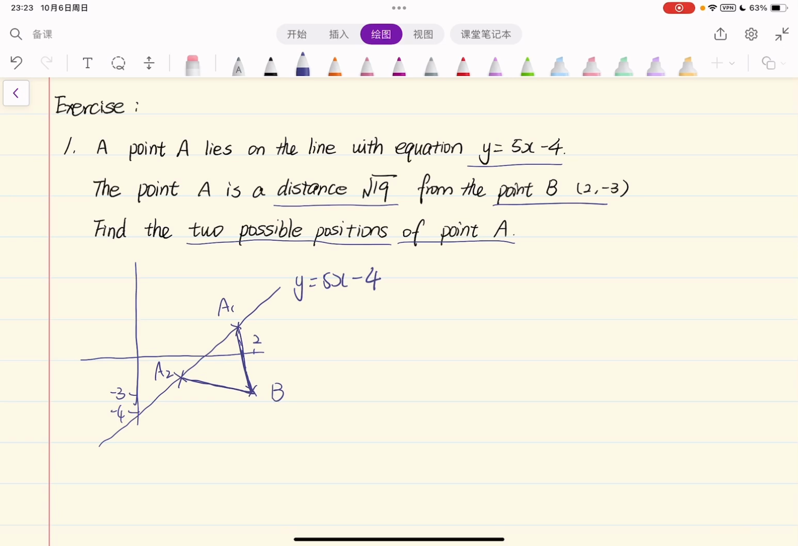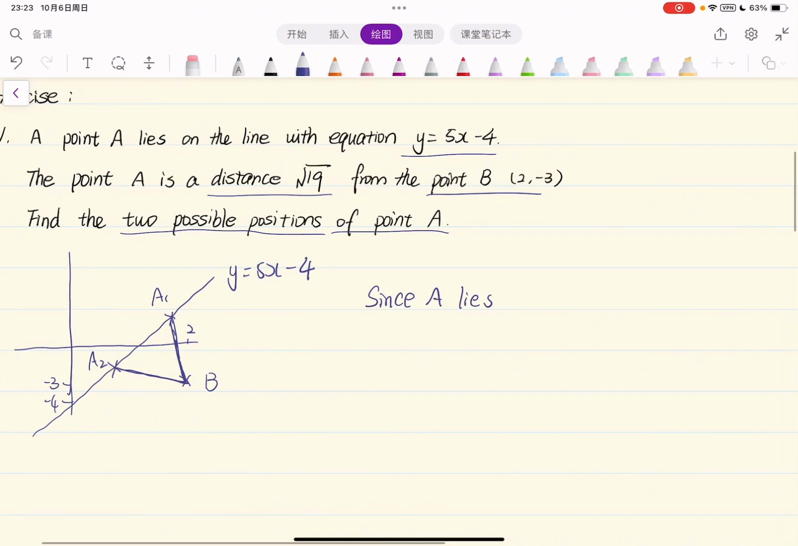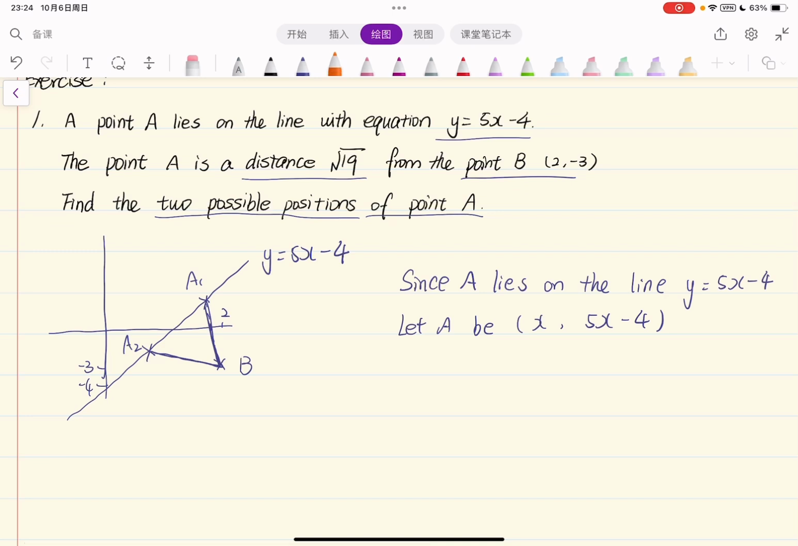So firstly, what we need to do, we need to write the expression of the coordinates of A. Since A lies on the line y equals to 5x minus 4, we can let A be x, 5x minus 4. Now we need to find the expression of the distance between A and B. So we can have a right angle triangle like that, or maybe have a right angle triangle looks like that. But the distance is the same.